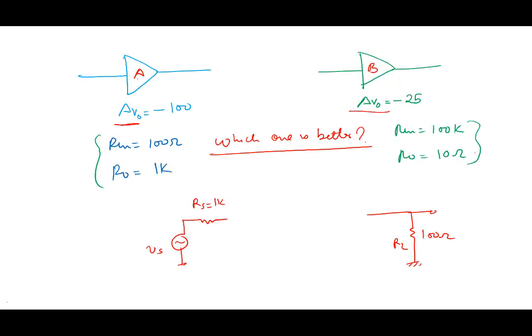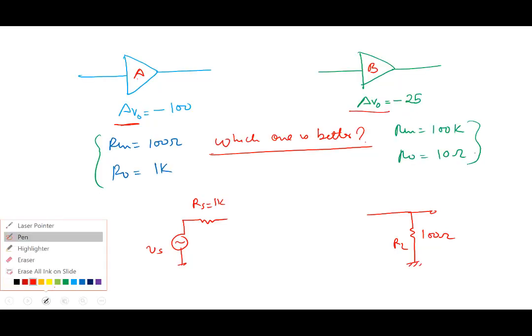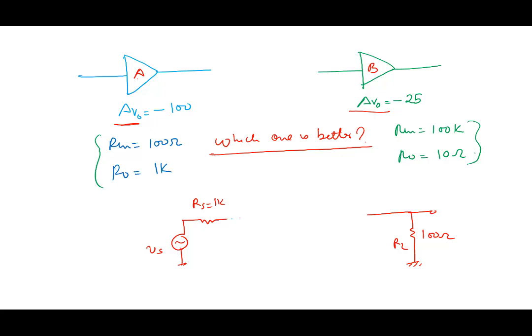Then I take my first amplifier and I put it here, and I connect it. My first amplifier is like this, amplifier A. What is the overall gain it gives me? V0 by Vs. Now calculate. V0 by Vs, what will it give me?